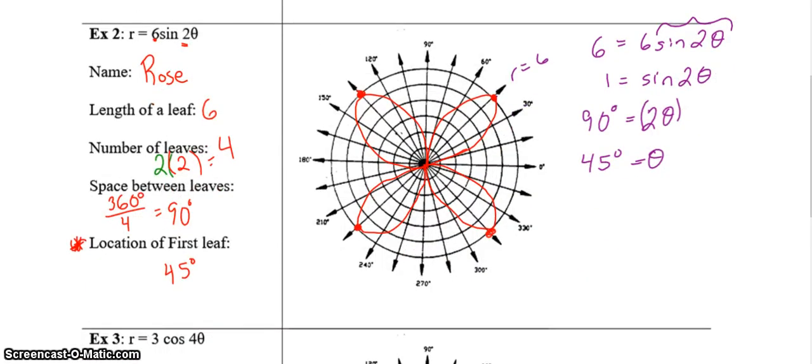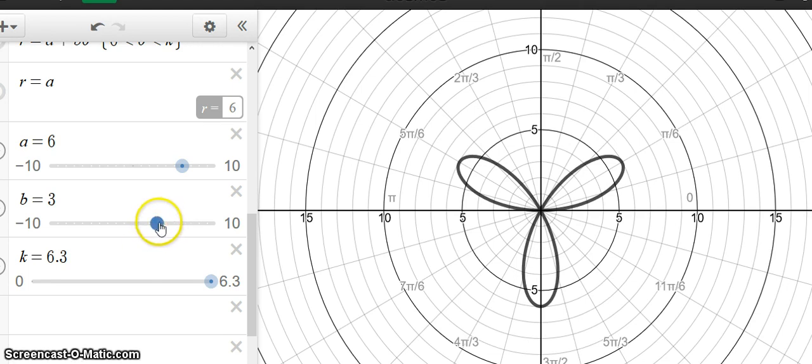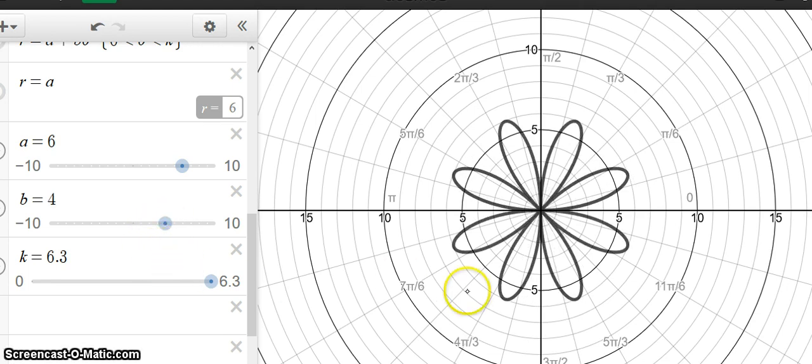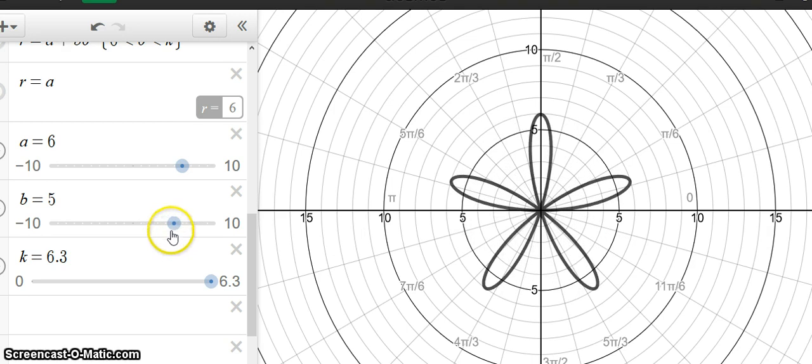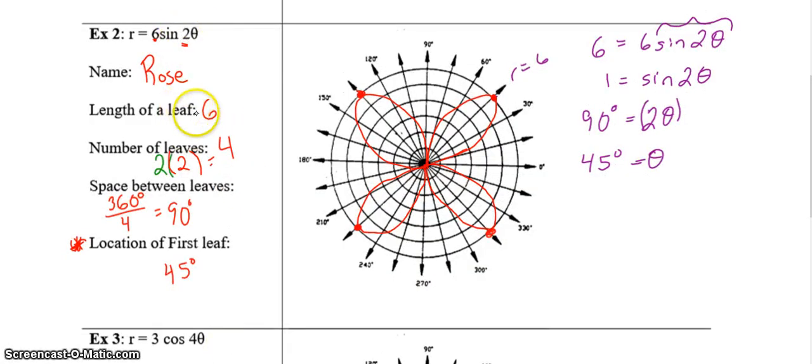Let's double check on this one here. So again, this coefficient is even, so we had 4. So when we have 3, an odd number, we have 3 leaves. 4, even, we should have 1, 2, 3, 4, 5, 6, 7, 8. 5 should only have 5. 6 should have 1, 2, 3, 4, 5, 6, 7, 8, 9, 10, 11, 12. So when we have an even coefficient, we double for the number of leaves. If it's odd, we keep the same.